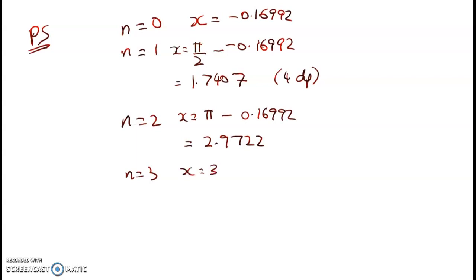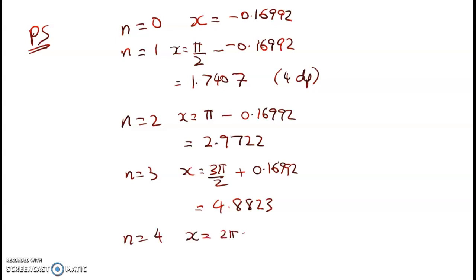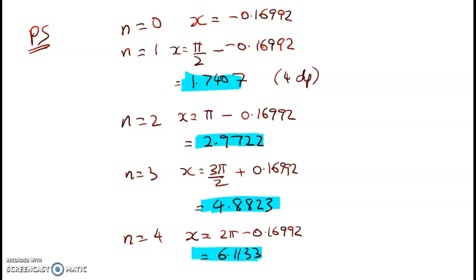So x is equal to 3 pi on 2 plus this, which gives me what? 4.8823. And the last value that I'm getting is 2 pi minus 0.16992. Now, we want to be careful that we haven't either somehow got an extra one or lost one. So let's just go and see on my graph if that all makes sense.